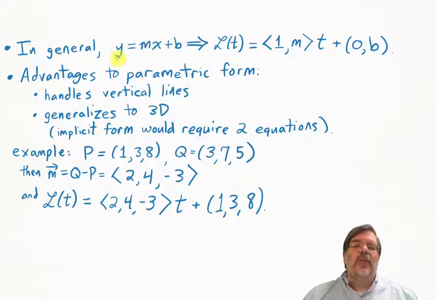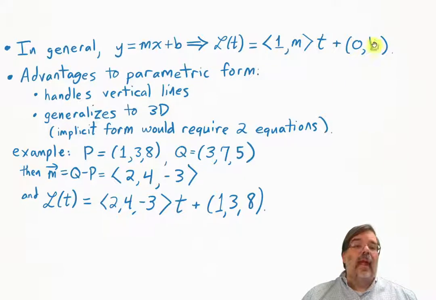If you have an equation that looks like y equals mx plus b, your equation's always going to look like this. Right? In this case, the slope vector would be 1, m times t, and the base point would be 0, b.